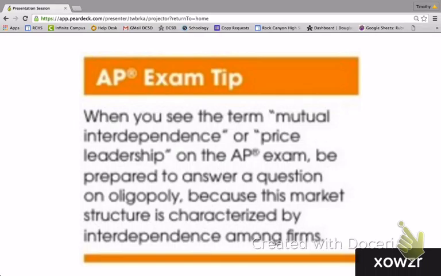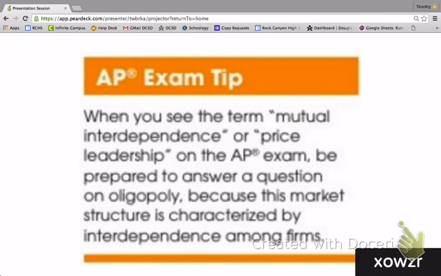Now, there are two terms that you're going to hear me using fairly frequently when describing oligopoly behavior. One is the term mutual interdependence, and the other one is price leadership. When you see either of those terms on the AP exam, and you most likely will see either or both of those terms, then be prepared to answer a question on oligopoly. Because mutual interdependence is only characteristic of oligopoly. And only under oligopoly do we find this concept of price leadership. So if you see those words being used, think oligopoly, because that's what you're answering a question about. Because this market structure is characterized by this type of interdependence amongst firms that are in this type of structure.